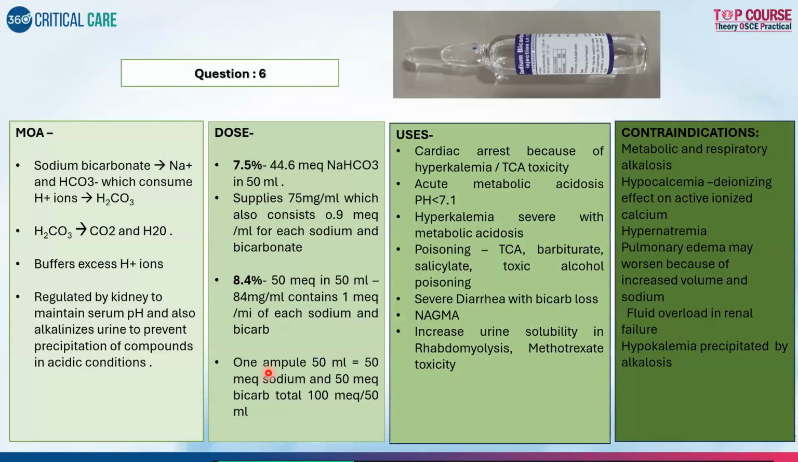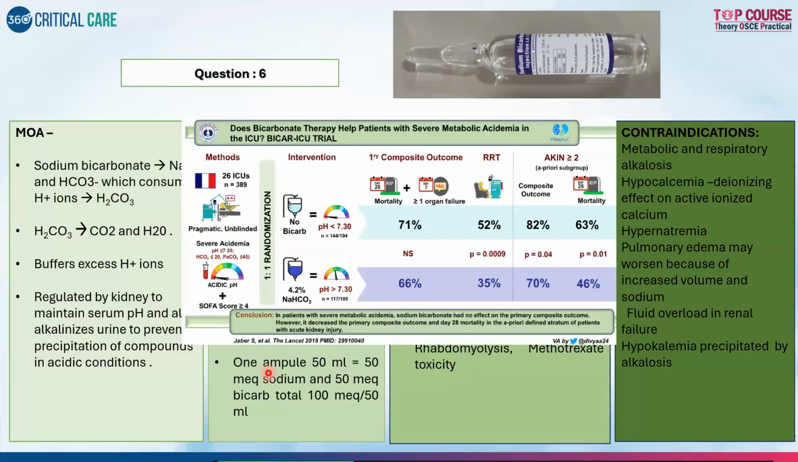Contraindications: in alkalosis, it is not used. Hypocalcemia, hypernatremia, it can worsen a pulmonary edema, worsen fluid overload state, and in hypokalemia precipitated by alkalosis. Evidence, we need to remember or mention the BICAR-ICU trial, where in severe metabolic acidosis, sodium bicarbonate had no effect on the primary composite outcome. However, in certain subsets of patients, that is, the patients who had a defined acute kidney injury, there was an improvement in the 28-day composite outcome, which comprised of mortality plus organ failure plus use of RRT.